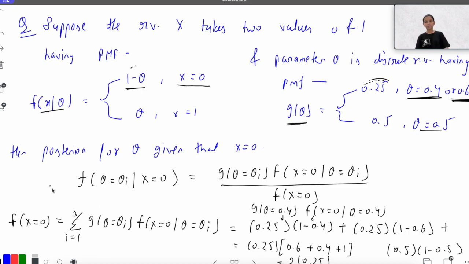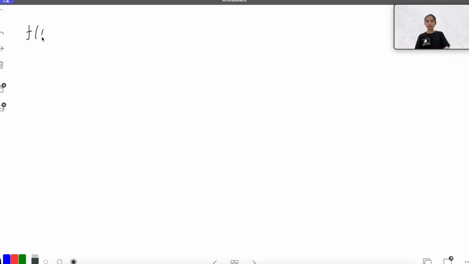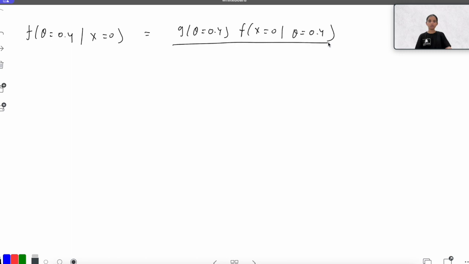Now let's find out the posterior probability for different values of theta. We have 3 values corresponding to theta: 0.4, 0.5 and 0.6. Let's calculate them one by one. For the first portion, f of theta equal to 0.4 given x equal to 0 will be g of theta equal to 0.4, f of x equals to 0 given theta equal to 0.4, upon the marginal of x equals to 0, and that is coming out to be this thing we have already seen.